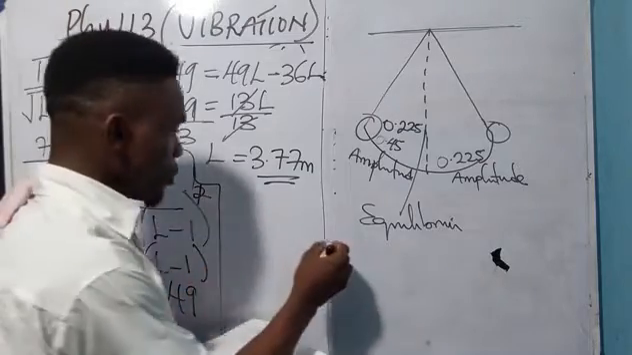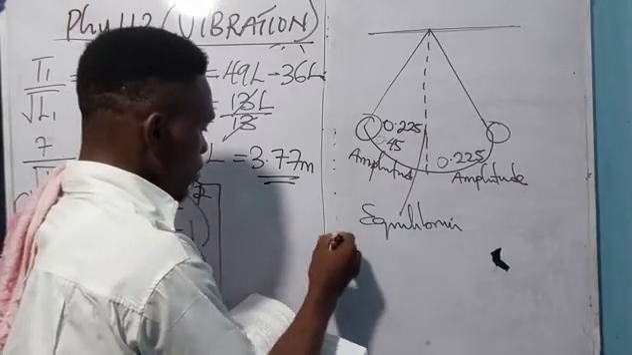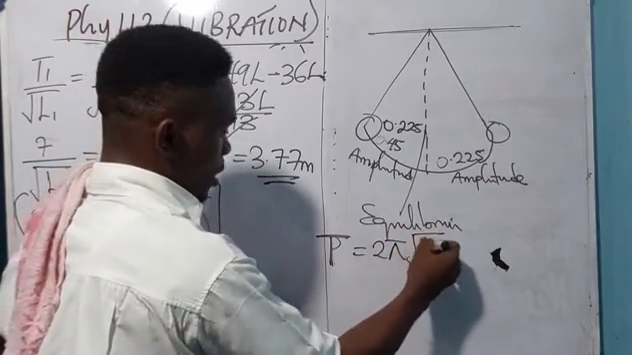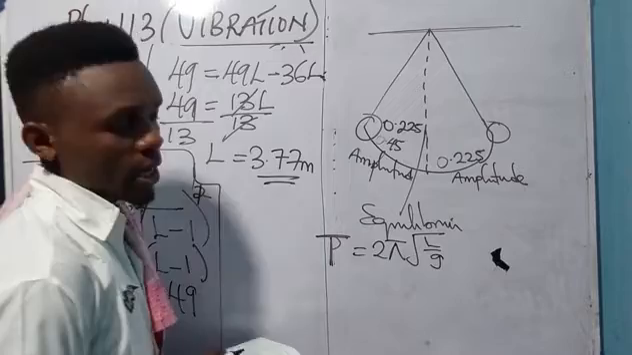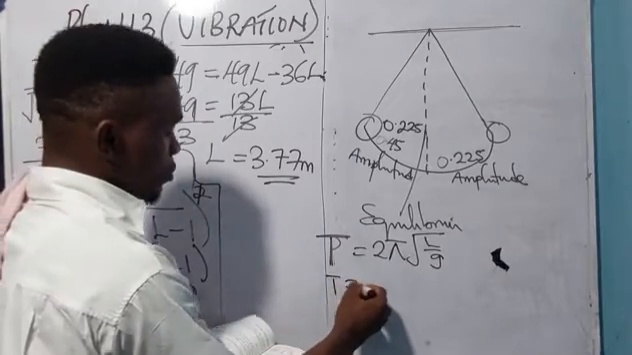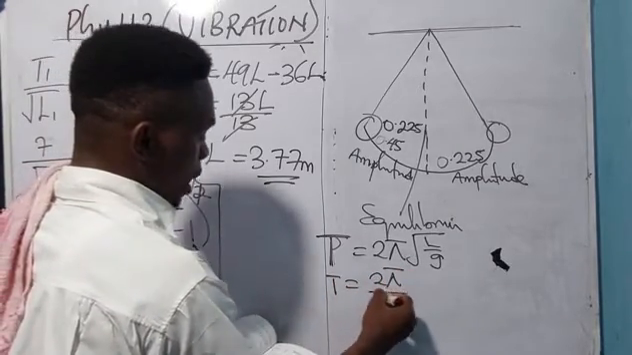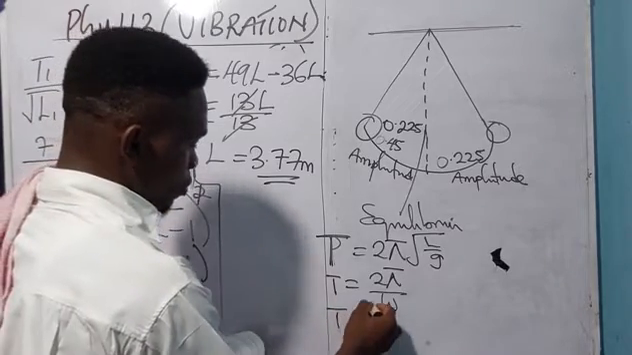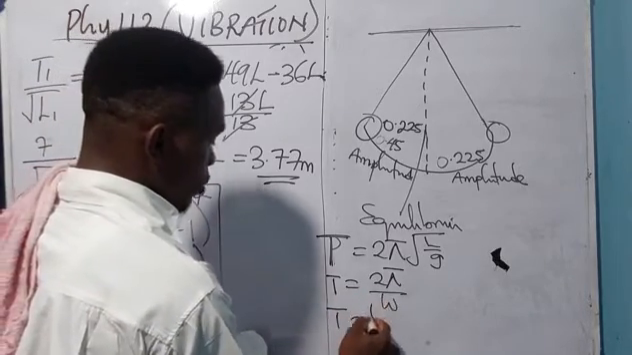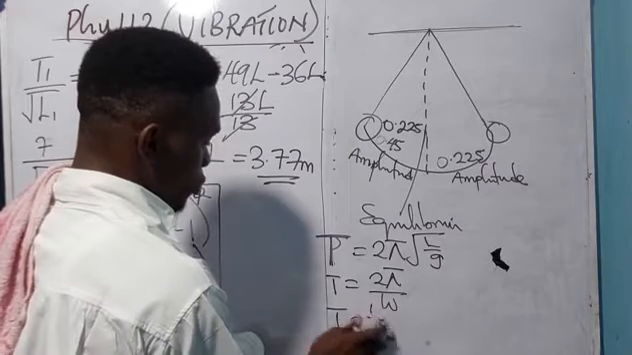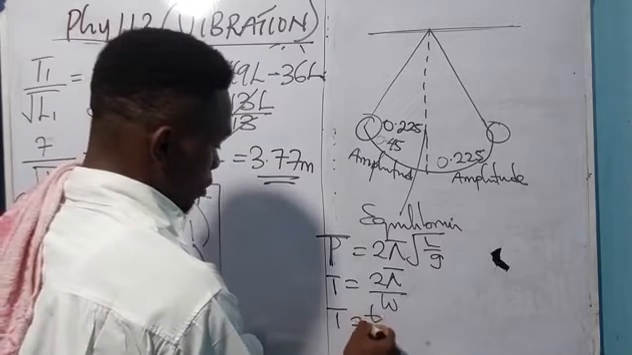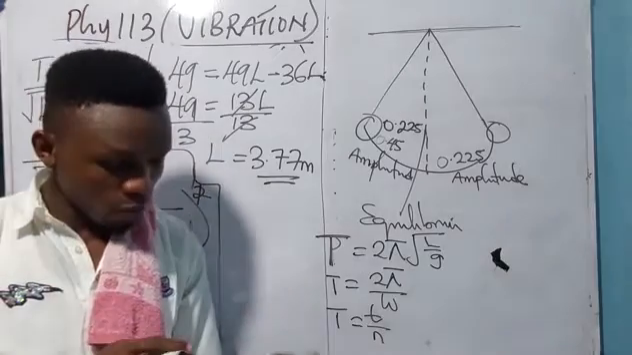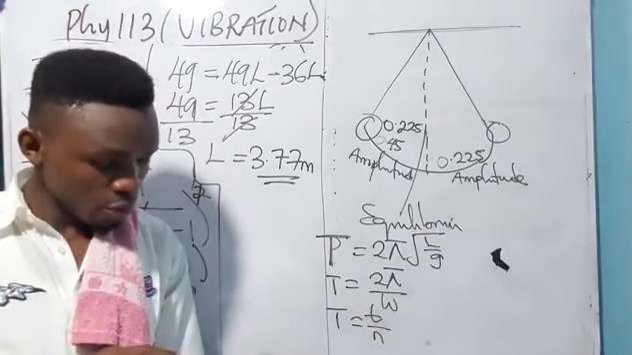Of course, I know that period is equal to 2 pi root of L over g. I also told you that period is equal to 2 pi over angular velocity. I also told you that period is equal to the time taken over the number of oscillations. Now they said, calculate the period.